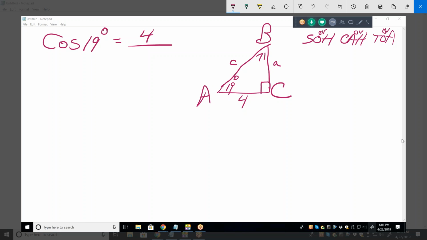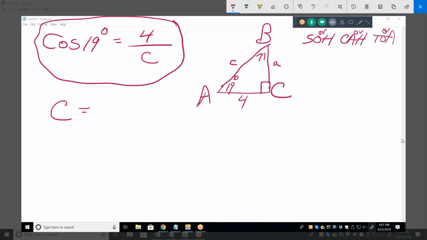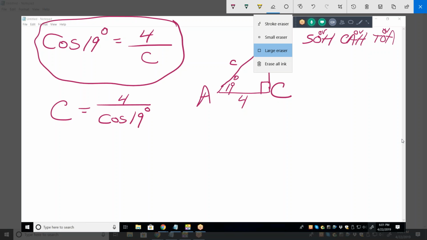So sine is the opposite over the hypotenuse, cosine is the adjacent over the hypotenuse, and tangent is the opposite over the adjacent. So it's 4 over c. Now notice there's only one unknown in that equation, c. Cosine of 19 degrees is a number you can get on your calculator. If you do the algebra, what you end up with is 4 over cosine of 19. Make sure your calculator is in degrees, not radians. What do you get for little c? I got 4.23.